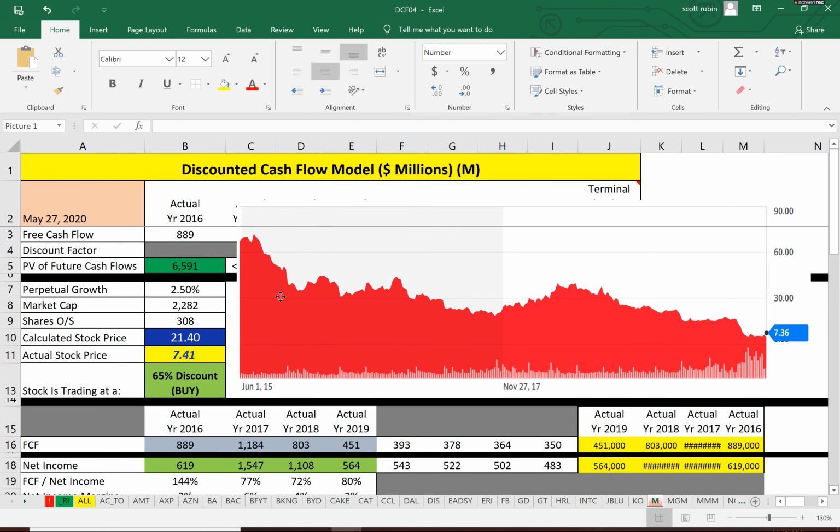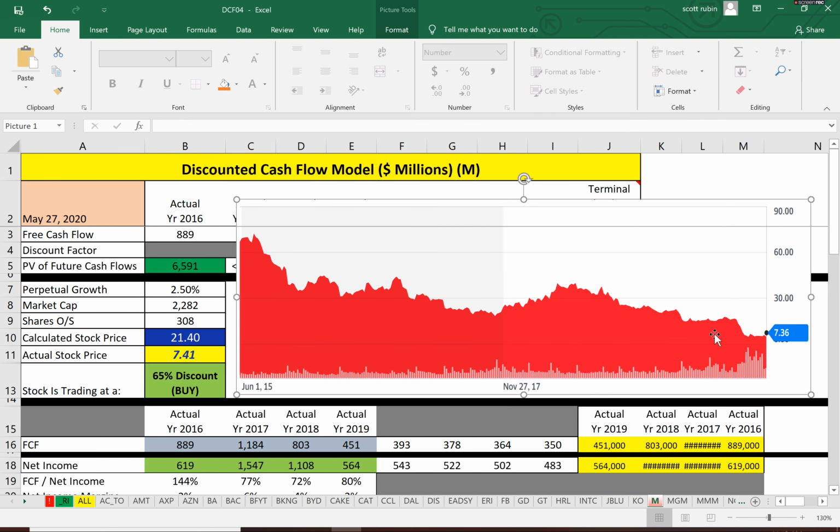And let me show you the chart for Macy's, the stock price the past few years. So it was definitely trading above intrinsic value, even a few months ago. And it was trading well above 40s, and way back in 2015 it was trading in the 70s. So now it's trading below what it's worth.